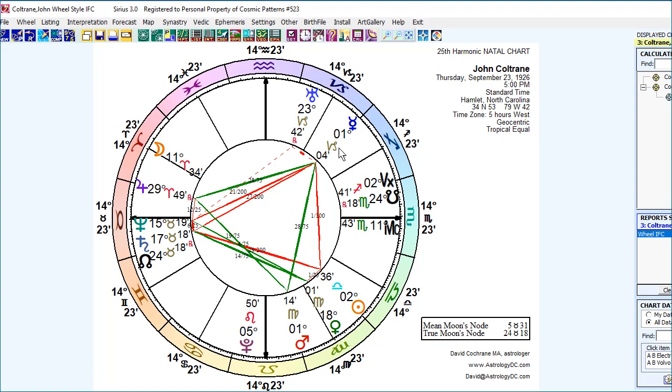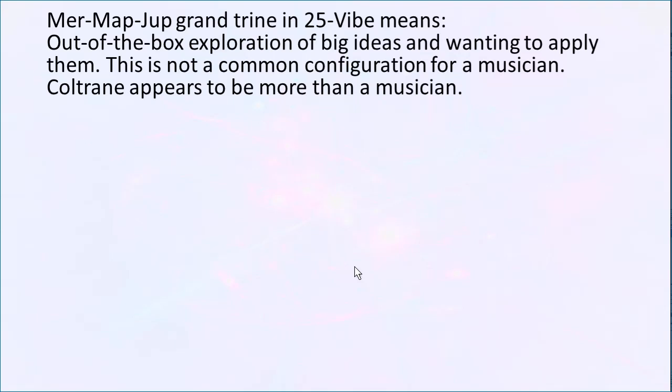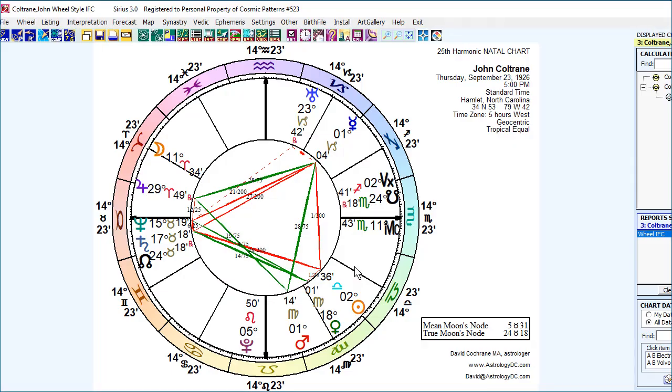There isn't. So we're just getting a feeling for what's going on with this extremely powerful Mercury, Mars, Jupiter configuration in Coltrane's chart. Okay. So what does it mean? How do we interpret this extremely powerful configuration?